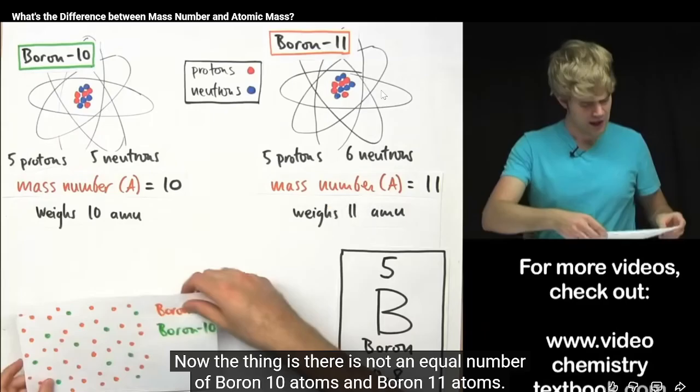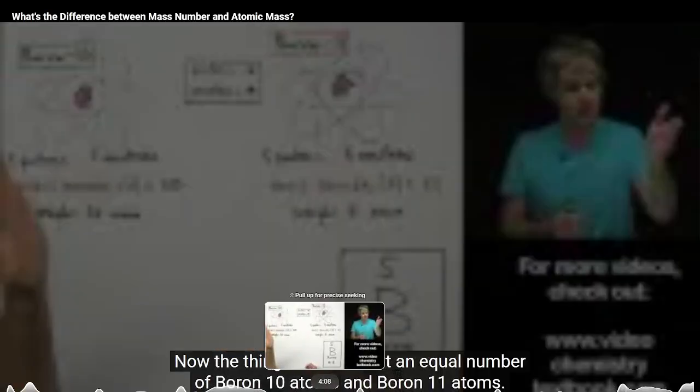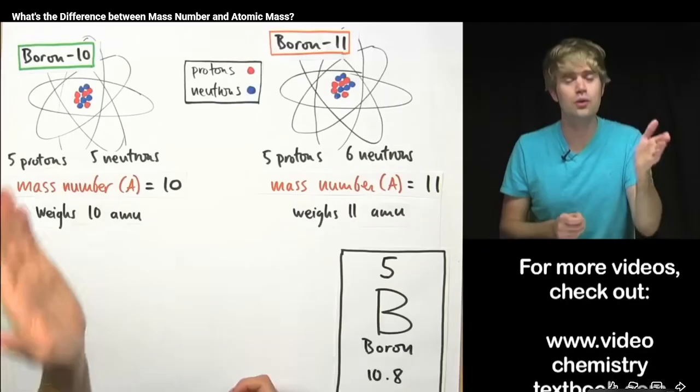So actually, let's just go back a little teeny tiny bit. Okay, and let's get rid of the closed caption. If you take a look at that average mass, 10.8, do you think we have more boron 10s or more boron 11s? We have more boron 11s because the average is closer to 11. Okay, so we're now on page 87.